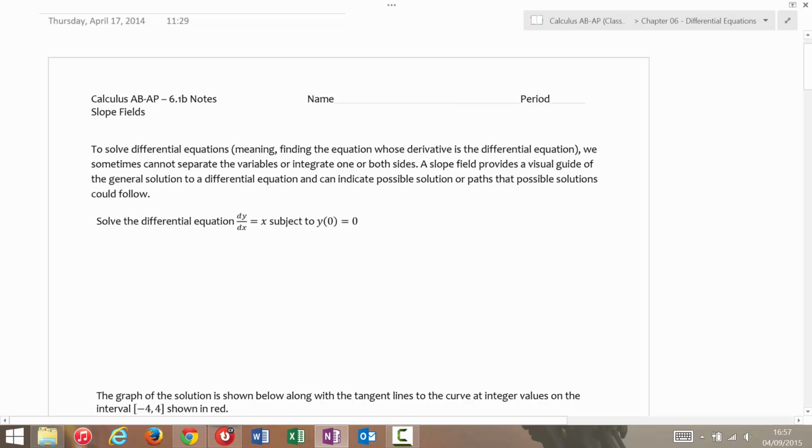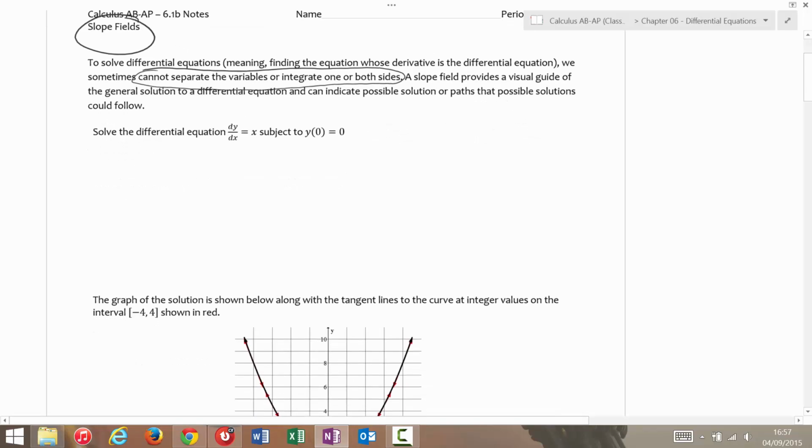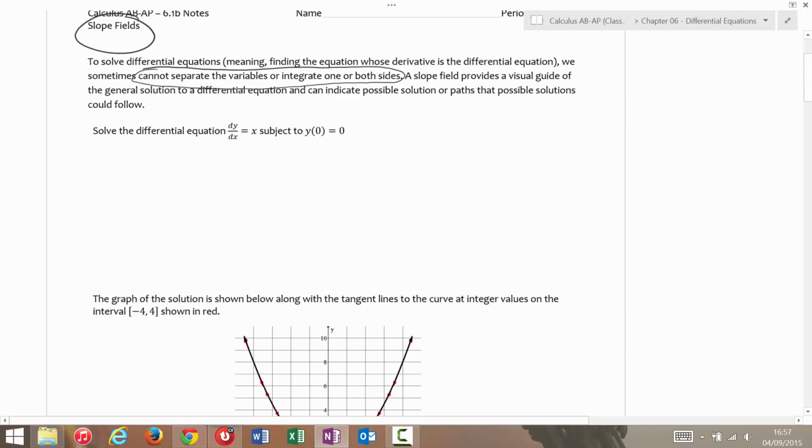We saved this to the end because this is a very special case. Sometimes we cannot separate the variables to integrate both sides. Sometimes the equation is impossible to do that with, and in that case, we have a different kind of solution that's going to be a completely 100% visual solution called a slope field. It provides a visual guide to the possible solutions, but those solutions can change depending on where you are.